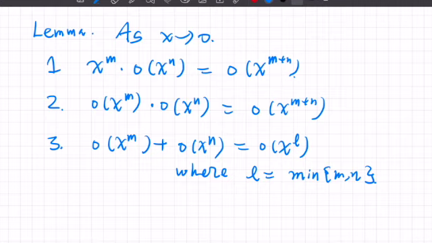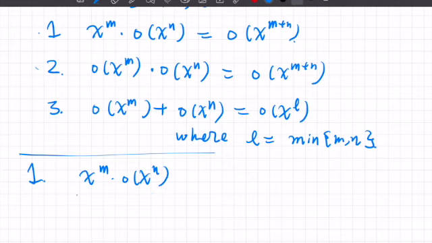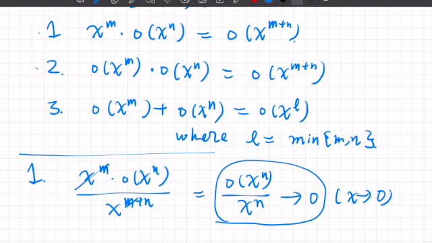Okay, so let's prove this. The first one and the second one are mostly the same, so I'll just prove the first one. We divide this by x to the power of m plus n. But this will cancel, so we have little o(x^n) over x^n, which converges to 0 as x approaches 0. Now this is the definition of little o notation, so it's done. And similar for the second one.